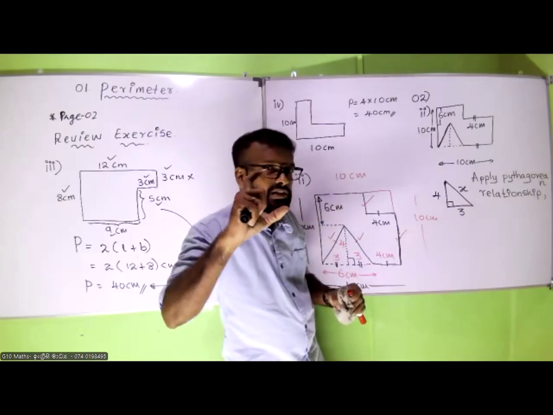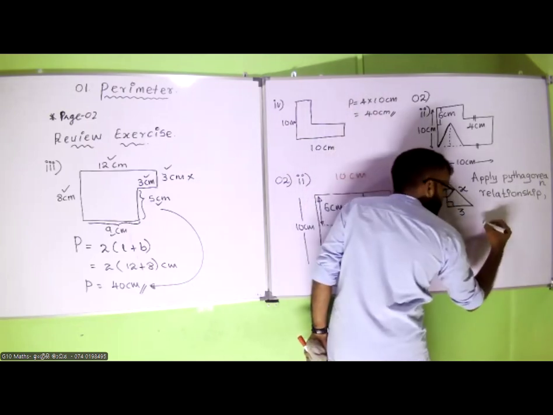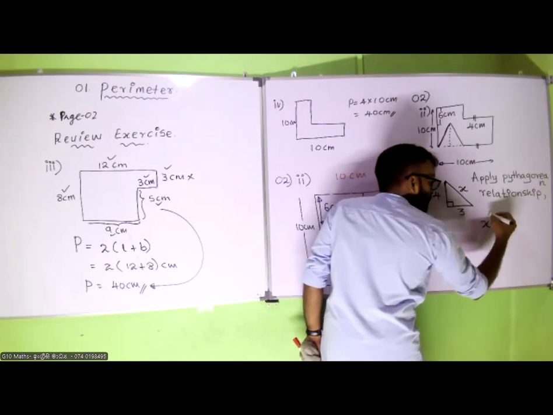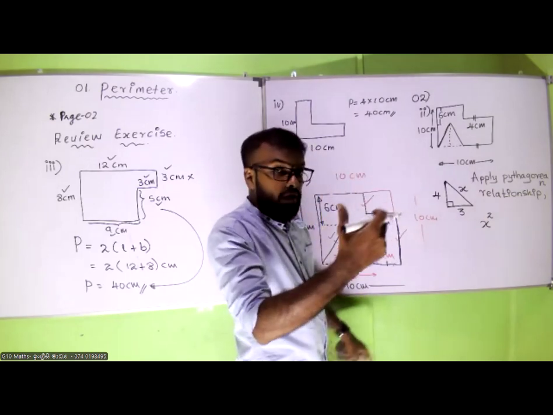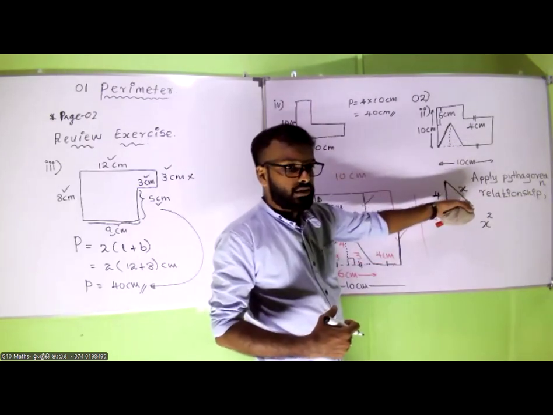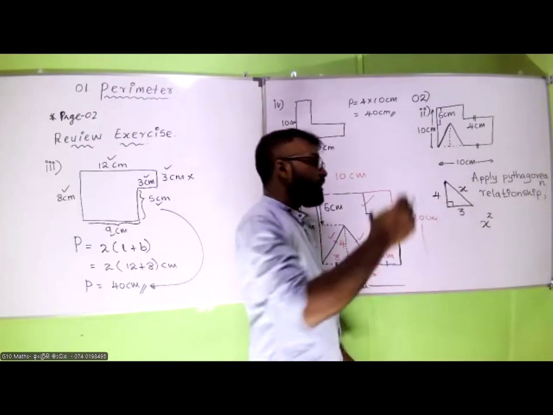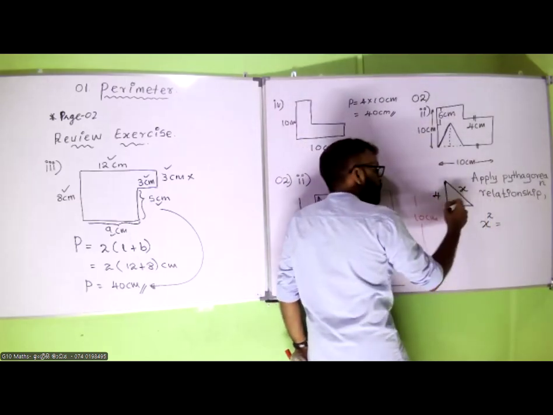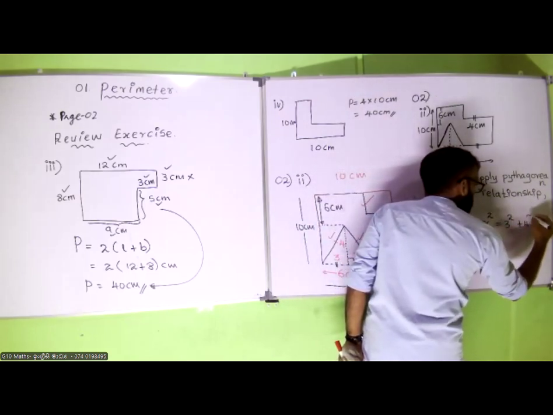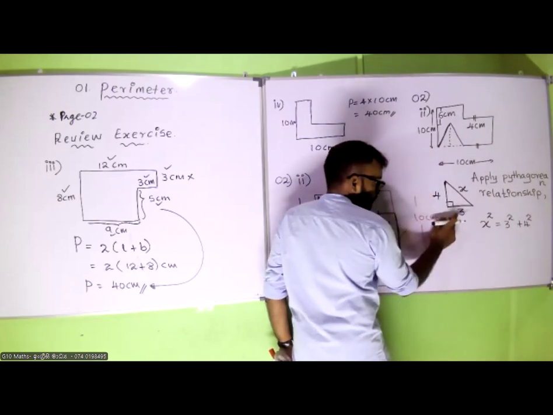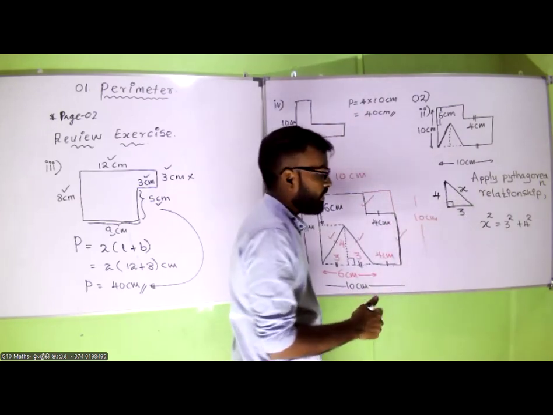So the thing that you have to do is find the hypotenuse. So x to the power 2 gives you the area of the square that you have drawn on the hypotenuse. It is equal to the summation of the squares drawn on the other two sides: 3 to the power 2 plus 4 to the power 2 is equal to x to the power 2. Very simple.